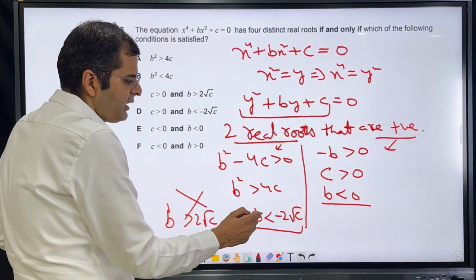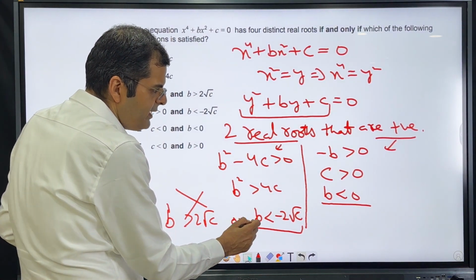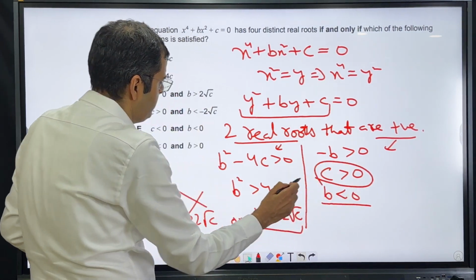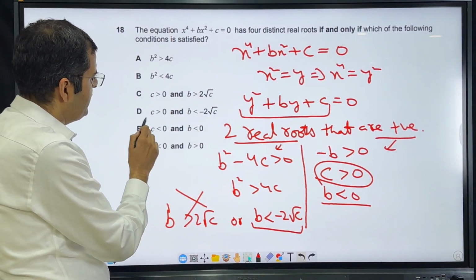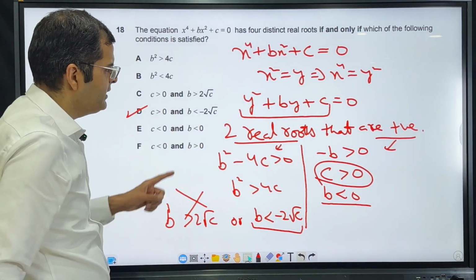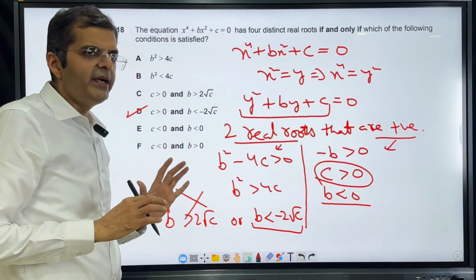So the conditions that I finally get are b is less than minus 2 root c and c is greater than 0, which is answer option D. c is greater than 0 and b is less than minus 2 root c. It's quite a logical question.